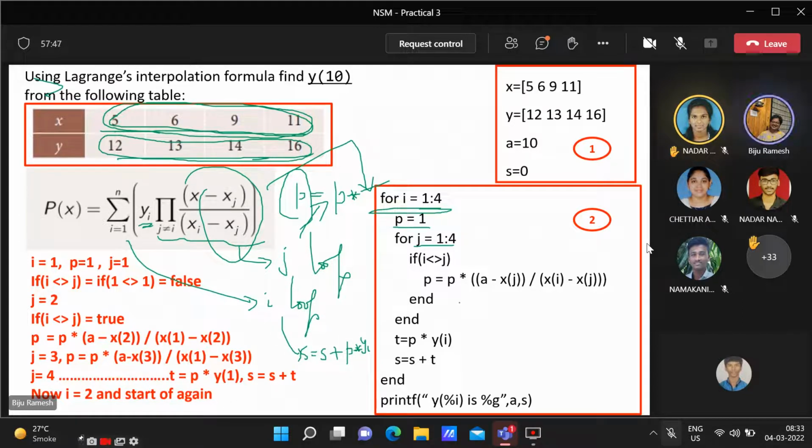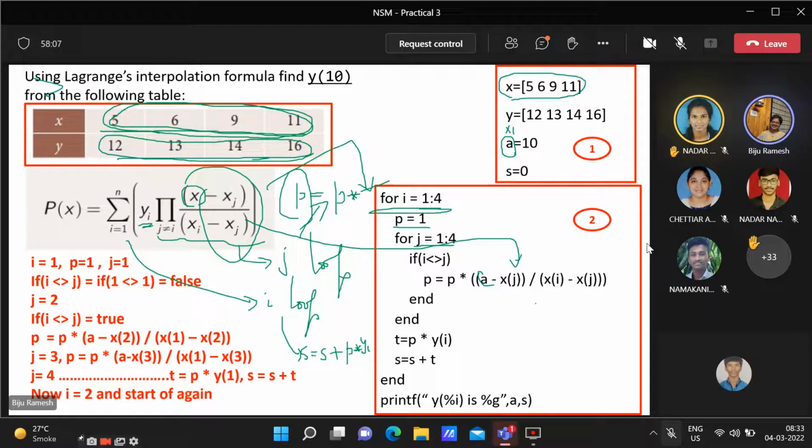So here P is equal to P into, we write this formula exactly. You see here, X is nothing but A. I have used it as A. Why am I not using X? Because X is my array, so I cannot use X again here. I have to use X1 or some other variable.